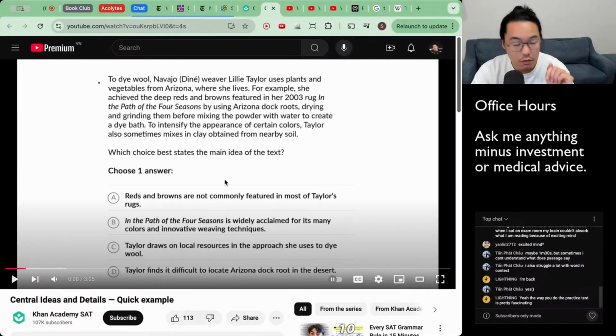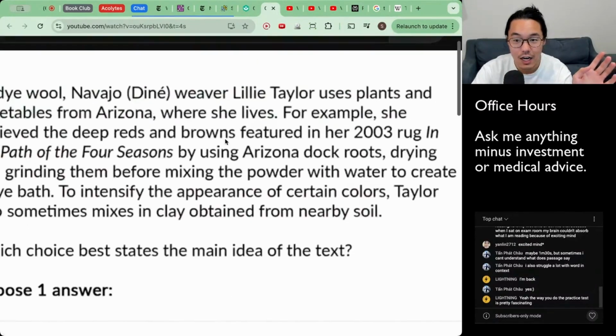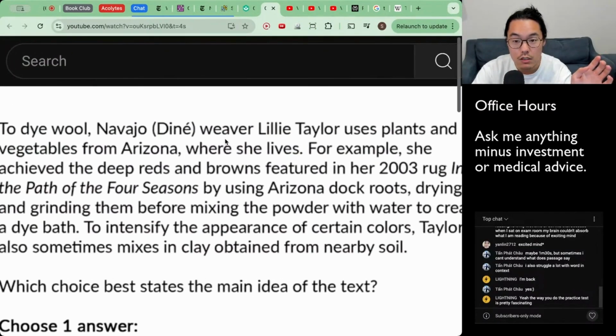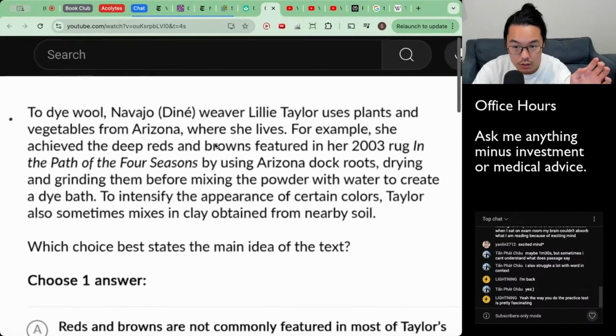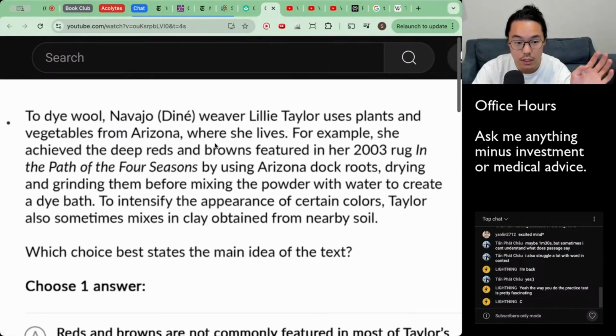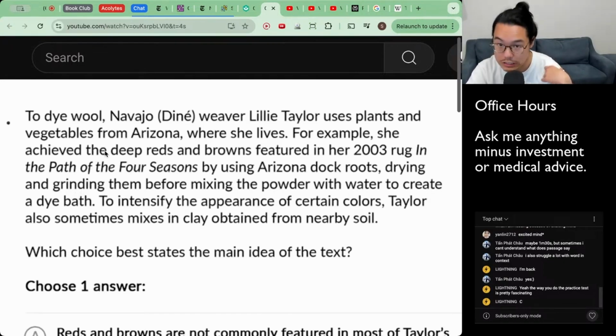Okay, now, forget the answer. I don't even care about the answer. I want specifically for main idea questions, I want you to try something else now. Okay, in this passage, how many transitions do you see in this passage?